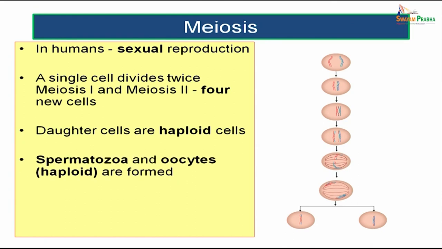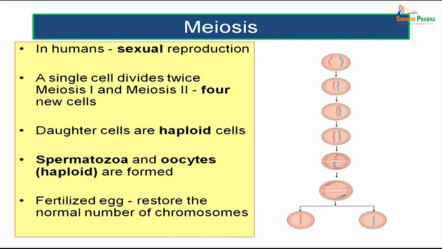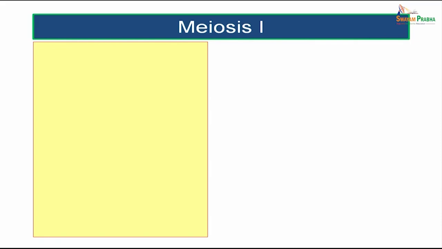The chromosome number will be haploid. This is the process by which we have the formation of spermatozoa and oocytes, which are again haploid in chromosome number, so that the fertilized egg will be able to restore the normal number of chromosomes. So let's have a quick recap about meiosis 1 and meiosis 2. What is happening in meiosis 1 and what is happening in meiosis 2?